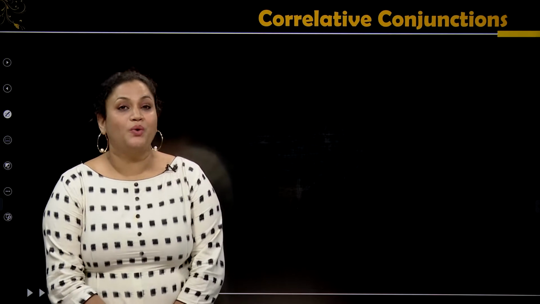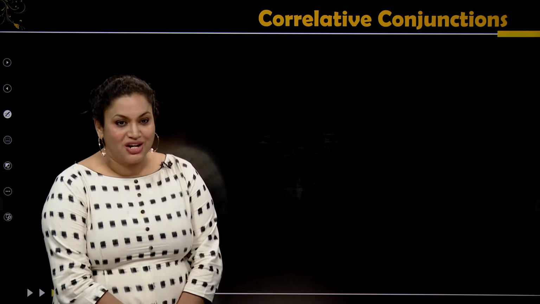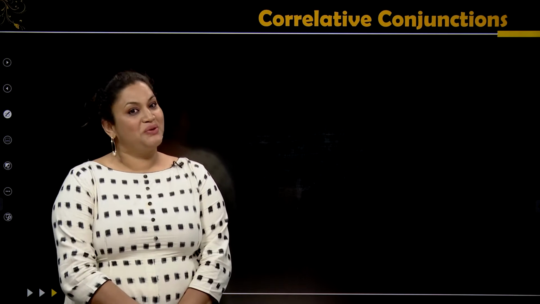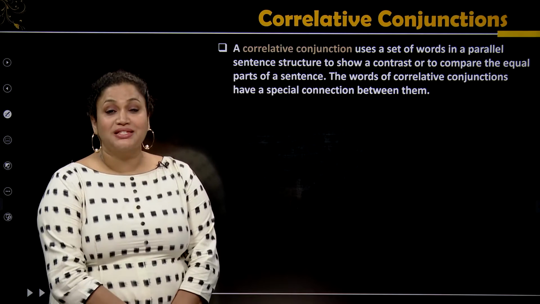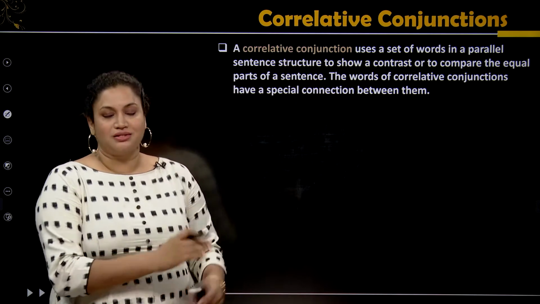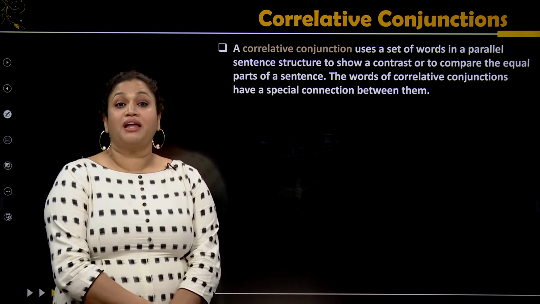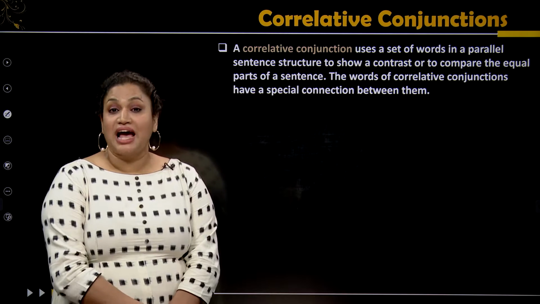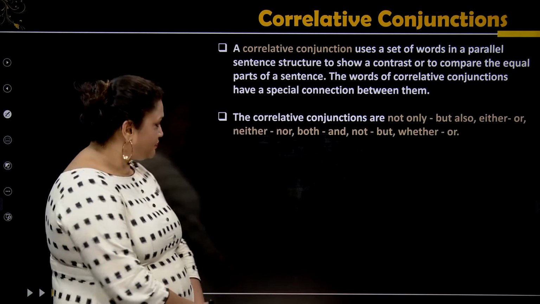Correlative conjunctions. When you're talking about correlative conjunctions, I really love them because they come in a pair and they can't live without each other, or they can't be used without each other. So let's see. A correlative conjunction uses a set of words in a parallel sentence structure to show a contrast or to compare the equal parts of a sentence. The words of correlative conjunctions have a special connection between them. Let's see how it is.